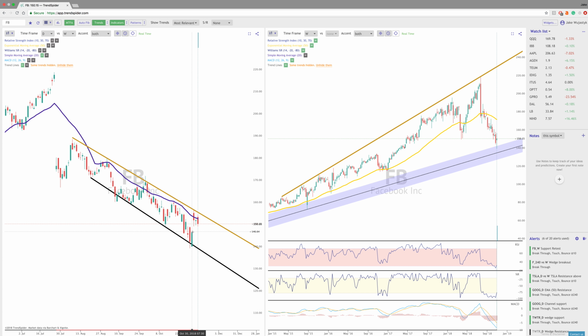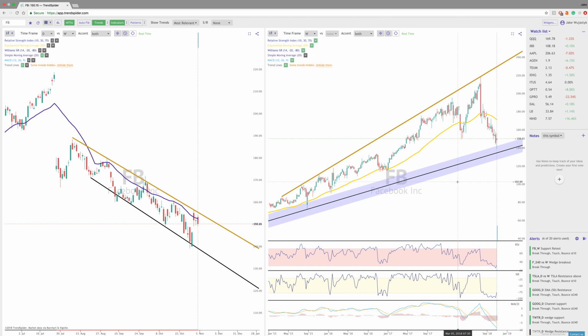below here on the daily, so the 146 area could be tested, which was the gap from earnings. And if this is filled below and the price continues down, we could test the upper 130s again, which we did earlier in the week. So shorter term is looking a little bearish.